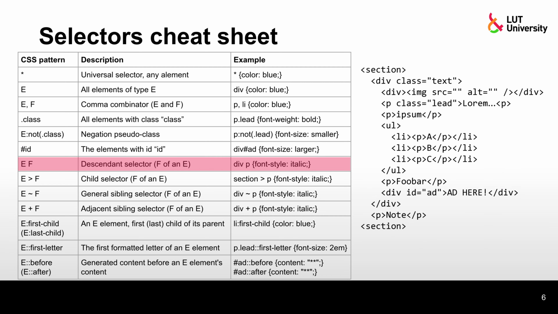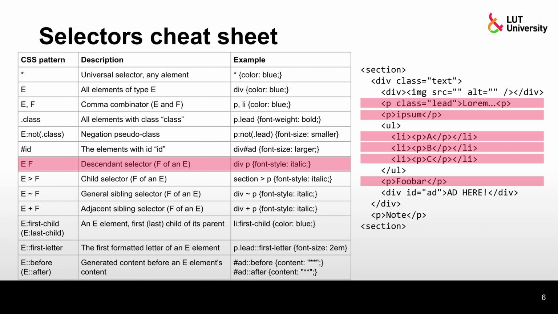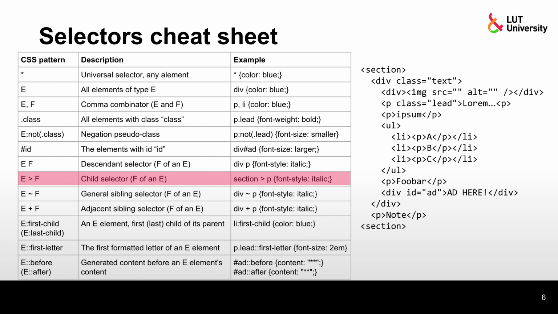Then E space F means the descendant selector, F of an E. So we are selecting all the paragraphs inside div and defining that the font style is italic. All the paragraphs inside. Then we have this E greater than F, child selector, F child of an E. So we are selecting all the p paragraphs inside the section, but those paragraphs have to be the direct child of this section, not a child of a child.